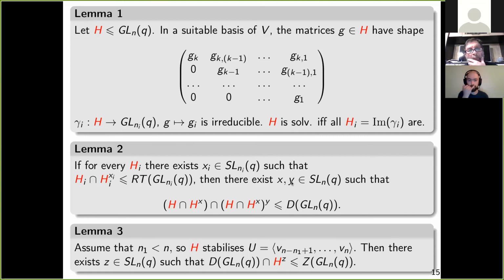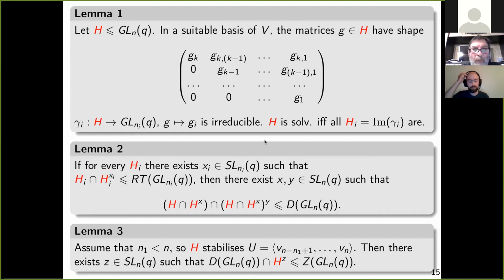And then the final lemma shows that if H is reducible, so it stabilizes some subspace, then there exists Z, which is also found constructively in most situations, such that H to the Z intersects with diagonal matrices by scalar matrices. So that's a rough plan. There are many more technical details, but that's the rough idea of how I approached it.